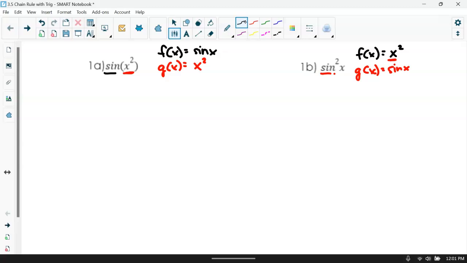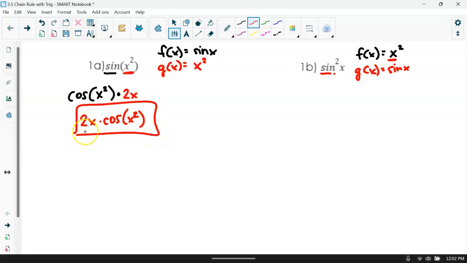But we'll continue. So again here, what is the derivative of sine? Cosine. So this is cosine of x, but remember, right? Cosine of x squared. Then times the derivative of our inside, x squared, which is 2x. Now you could rearrange this so you have your coefficient in front, and here's our derivative.